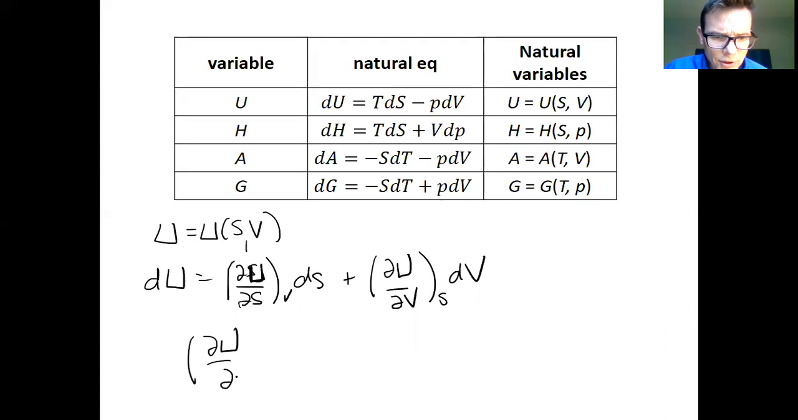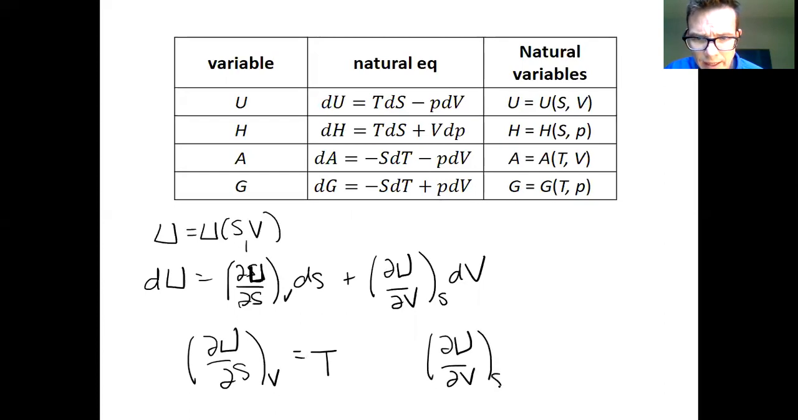And what you can see is that the partial of U with respect to S at constant V is equal to temperature. This quantity here is equivalent to this. Similarly, the partial of U with respect to V at constant S is equal to minus P. Now this result by itself has value, and I'll talk about that a little bit later. But I can go even a step further.